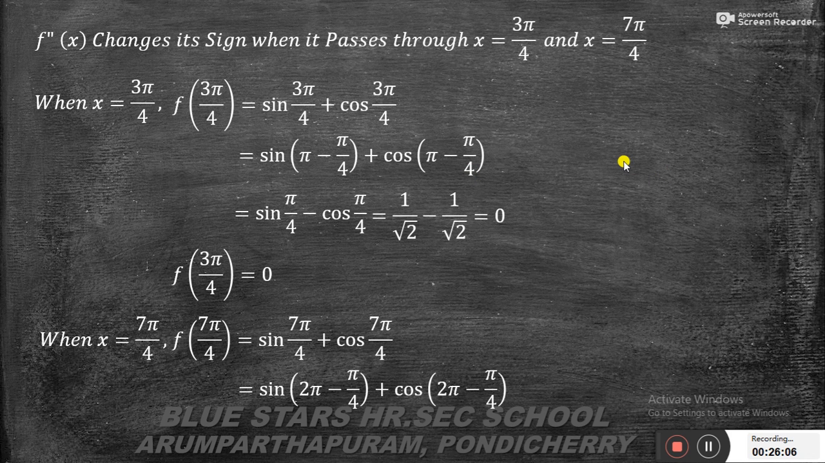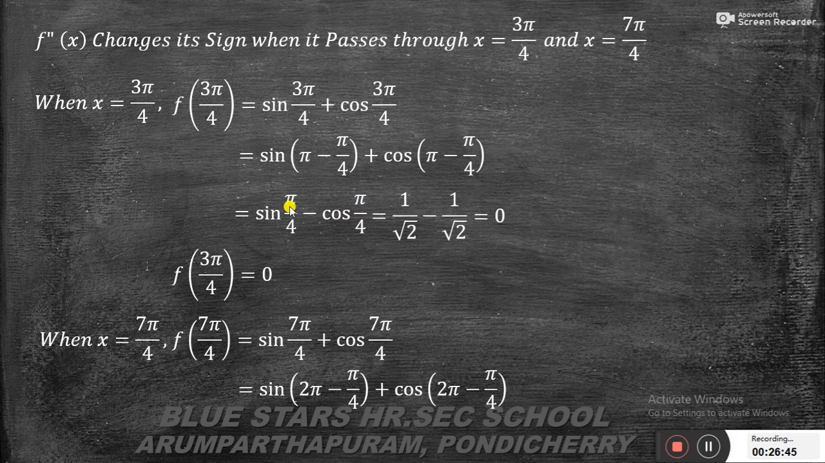You see in the second quadrant, only sine and cosine are positive. So sine of pi minus pi by 4 is sine of pi by 4. Next, in the second quadrant, cos is negative, so cos of pi minus pi by 4 is minus cos pi by 4. That means sine of pi minus theta equals sine theta, and cos of pi minus theta equals minus cos theta in the second quadrant. So I write minus cos pi by 4.